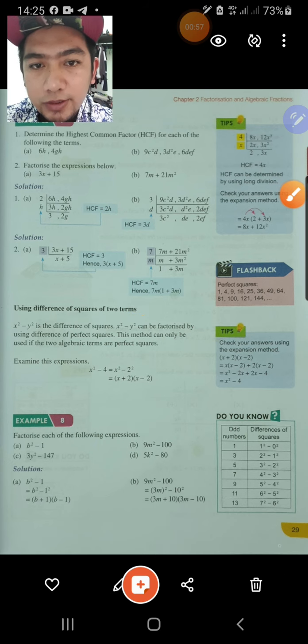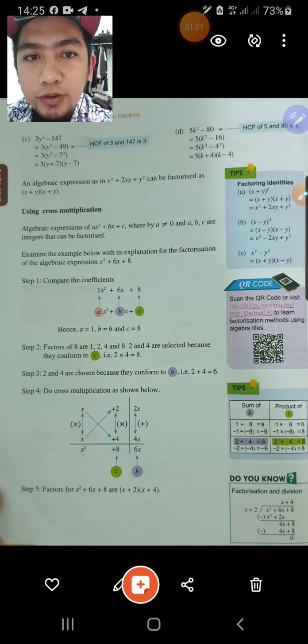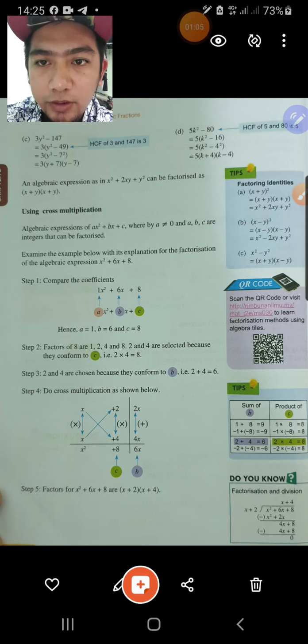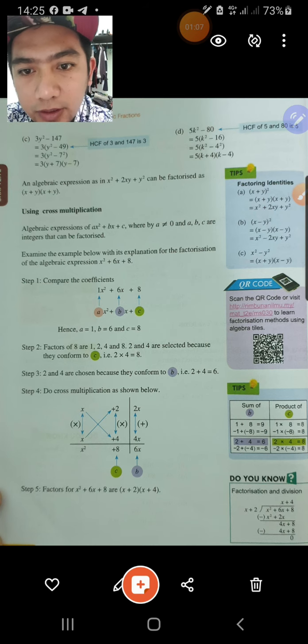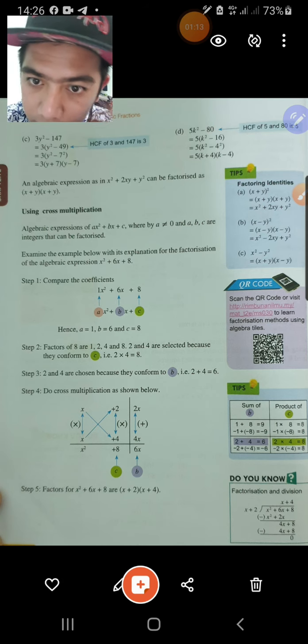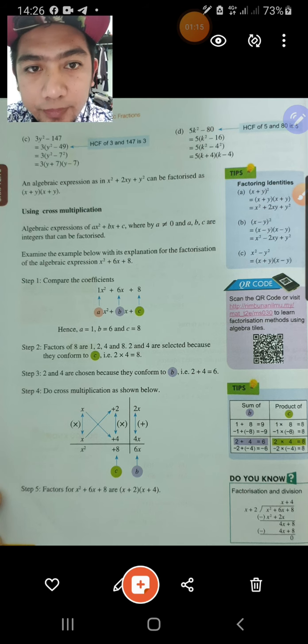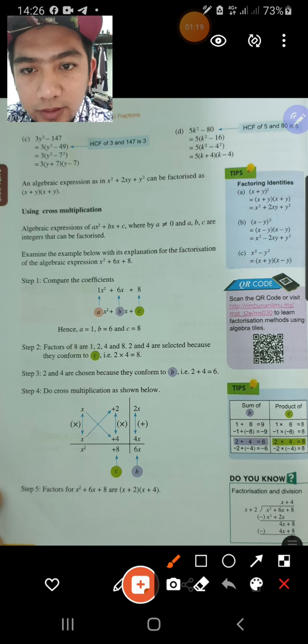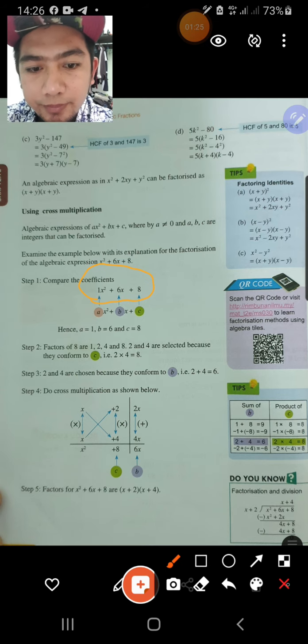So today kita akan continue the other method, that is by using cross multiplication. We factorize by using cross multiplication. So dalam buku teks dia sudah show. So teacher shortcut dia punya step di sini, okay? Actually sama saja, cuma teacher shortcut. So teacher akan ambil dia punya example here: x square plus 6x plus 8.